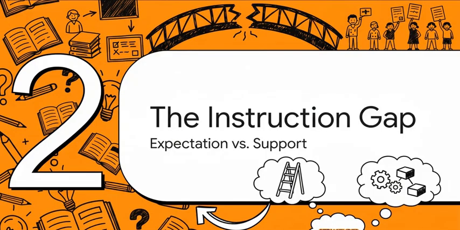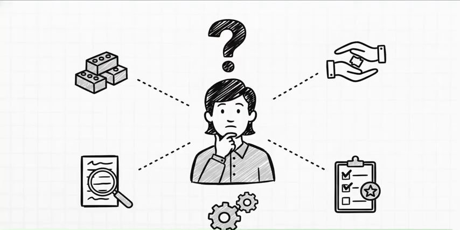And that leads us right into our next section, the instruction gap, because that's exactly what happens. There's this massive disconnect between what we expect teachers to do and the support we actually give them. Think about it. We have so many teachers who know deep down that writing is critical, but honestly, they feel underprepared to teach it in a really systematic way.